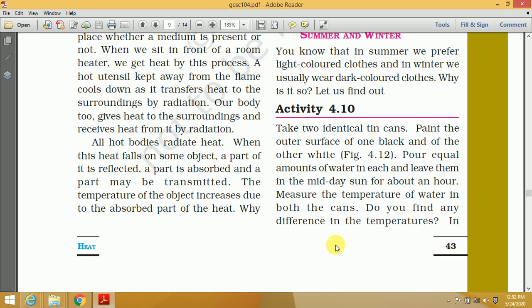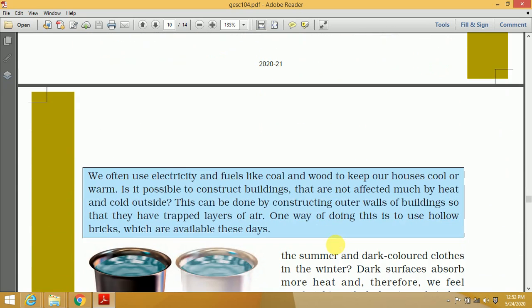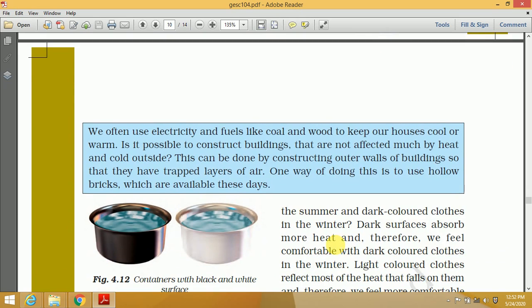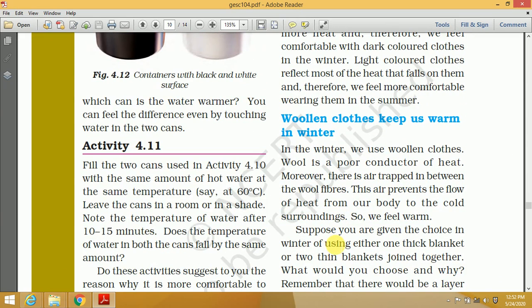Can you suggest in which can the temperature would be more? Obviously in black. So in the black colored can the temperature of the water would be more. Or you can simply touch both of the waters, even then you can feel the difference in the temperature of the waters.